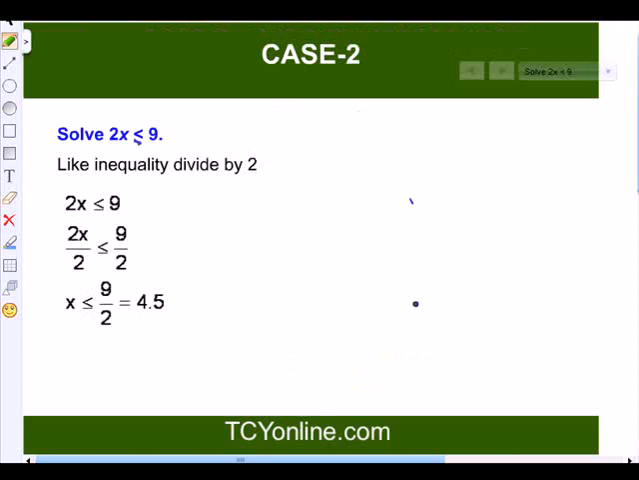Now have a look at the second case. Here we have to solve 2x less than or equal to 9. We know that over here first of all we will divide both sides of the inequality by the number 2. So we get 2x over 2 less than or equal to 9 over 2. 9 over 2 simply means 4.5. So that means our value will be x less than or equal to 4.5.